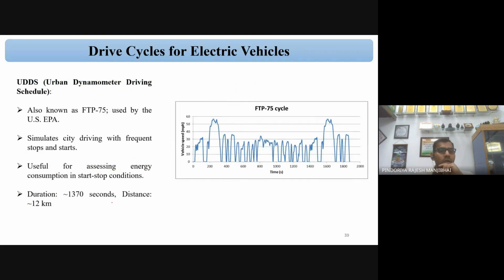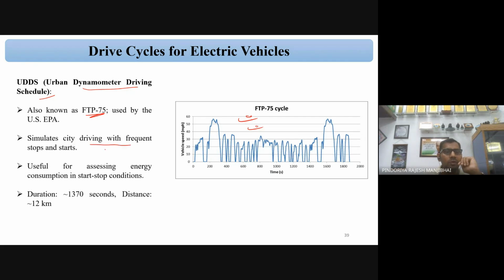Second one is the UDDS, the urban dynamometer driving schedule. Otherwise, we can say the FTP 75. Okay, so I took this driving cycle from MATLAB, and this same driving cycle you have to use in MATLAB, correct? And this is the real driving cycle of MATLAB Simulink, correct?